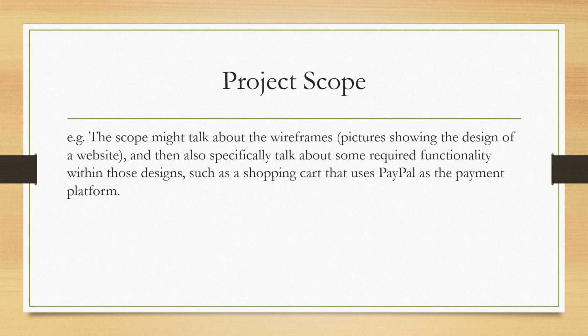So for example, if you are saying that my project is just going to deliver some wireframes, which are pictures showing the design of a website, then you could actually go and be more specific, saying that the shopping cart part of that website is going to have PayPal as the main point of payment. And for the prototype, we're only going to show PayPal. So you define it specifically what is in and what's outside. You're nailing down the question so it doesn't become too big and get out of hand.